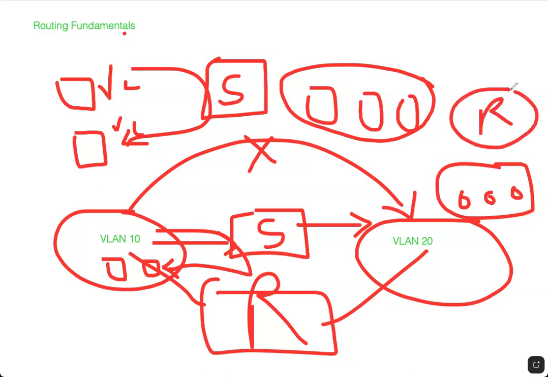So you cannot make two VLANs communicate with the help of a switch. A router will be able to make them communicate. So now, how does this router do that? How does this router make two VLANs communicate? Let's see what is the functionality behind that.